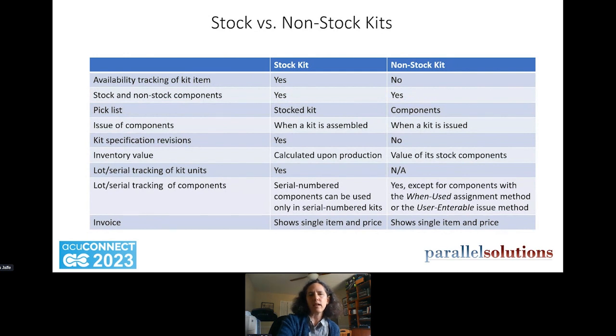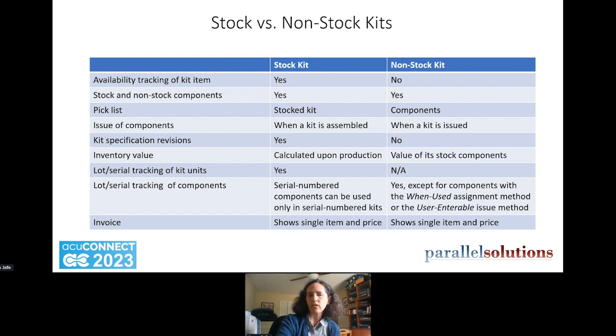I mentioned that there are both stocked and non-stock kits in Acumatica, similar to stock and non-stock items in Acumatica. So if you're using a stock kit, then you can assemble those kits in advance, have them sitting on a shelf, and you'll be able to see the inventory availability tracking of that kit item. If you have a non-stock kit, it's not stocked. So you're just going to put that on the sales order. The system is going to generate a pick list. If it's a stocked kit, the pick list will be your kit. If it's a non-stock kit, the pick list is going to be all the components that are on that kit. When are the raw materials or the components taken out of inventory?